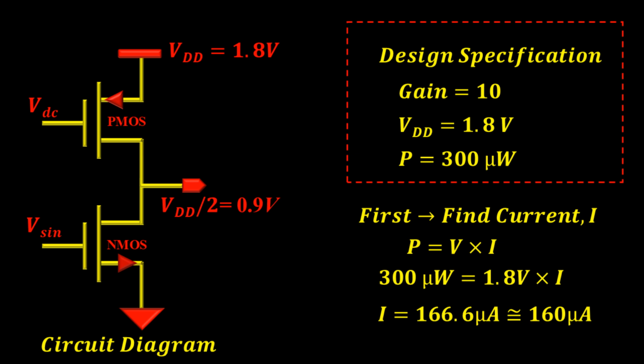Therefore, to satisfy the power requirement, we are considering current as 160 microampere, such that it will not exceed the maximum power of 300 microwatt. In order to design common source amplifier with current source load, which is the combination of NMOS and PMOS, first, we need to identify the sizing of NMOS and PMOS using Cadence Virtuoso.